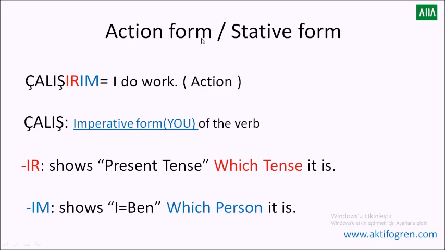Alright, let's see here, action form, stative form. As you see, there's one simple example here again, çalışırım. Çalışırım means I do work, which is an action here. And IR in red here shows the tense itself, and im shows the person who does this. And çalış by itself alone shows imperative form or command of the verb itself. Here IR shows again, I'm just repeating guys for you to understand much better. IR shows present tense, which tense it is, and im here shows which is I, which person it is. So this is for present simple tense, we use this.